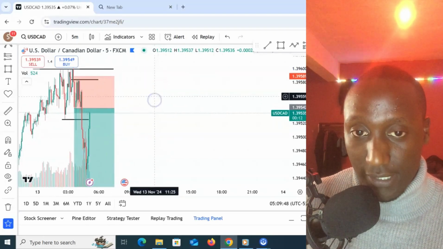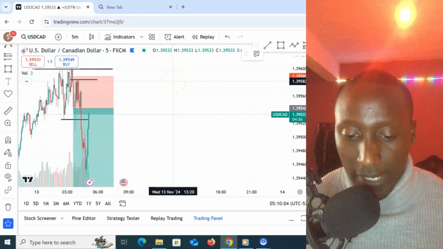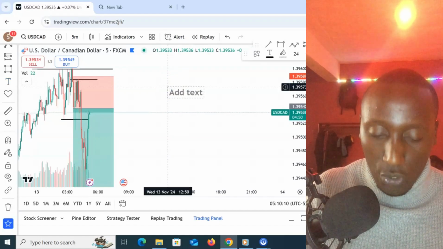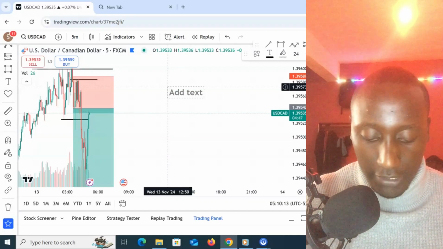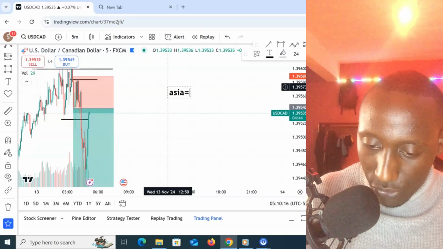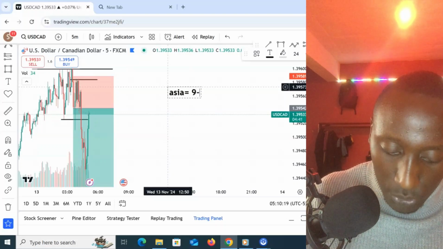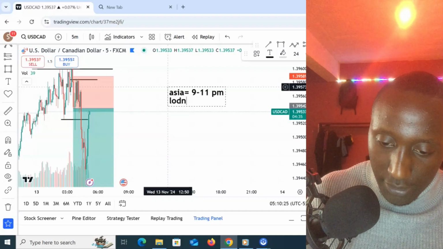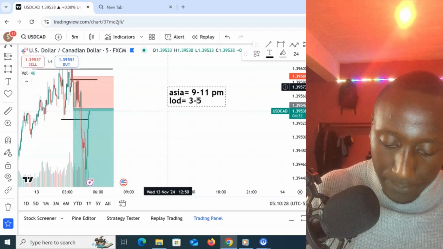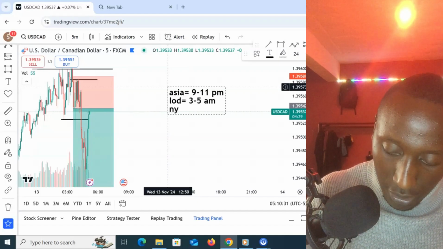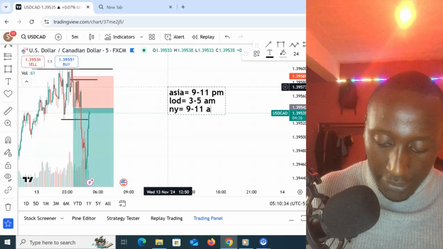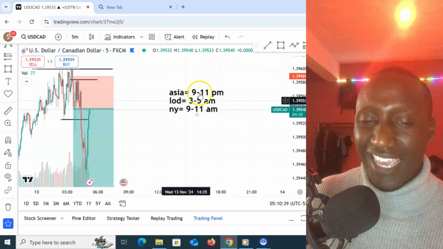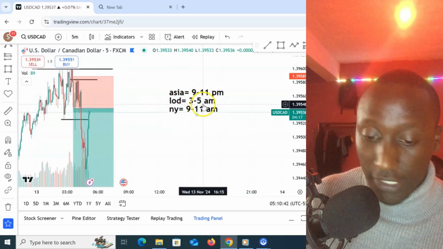Now, first things first is time. We don't look at the markets the whole day. We look at the markets at very specific timing windows. So we have 3 sessions throughout the day, and Asia, being our first session, begins at 9 to 11 p.m. This is New York time. And then we have London, which is between 3 and 5 a.m. And then we have New York, which is between 9 and 11 a.m. New York time. So you can pick any session that you want to trade and then just stick to that.